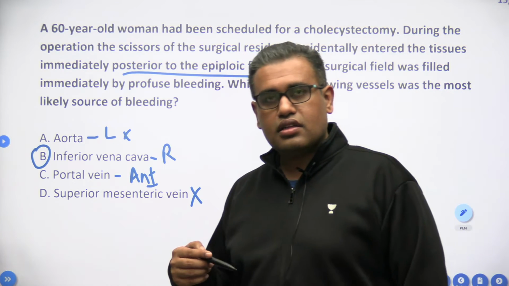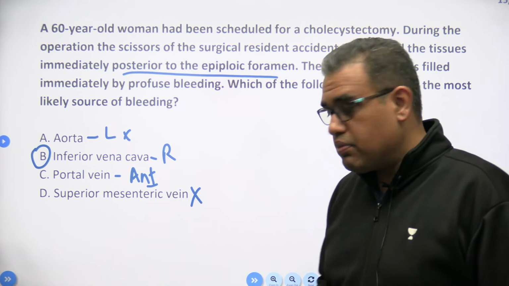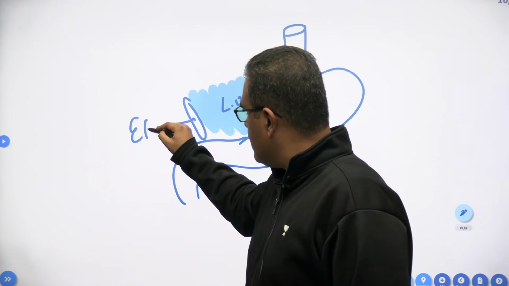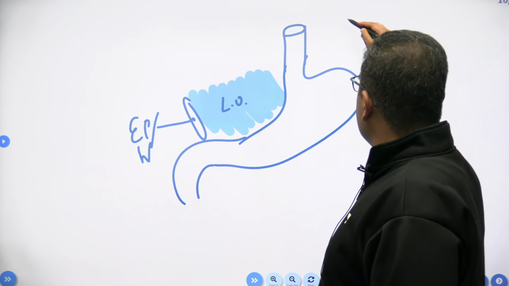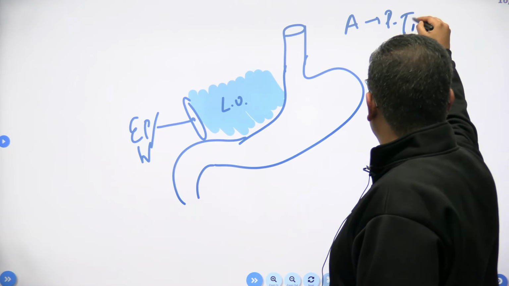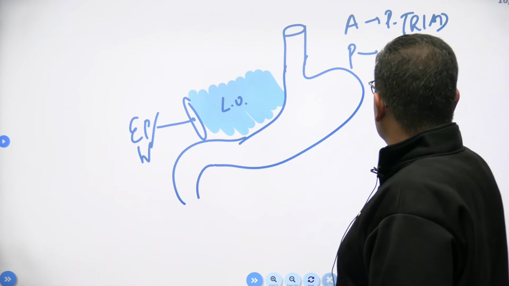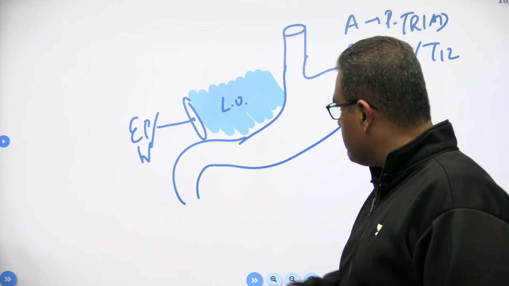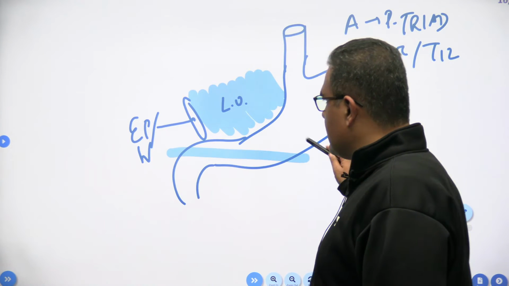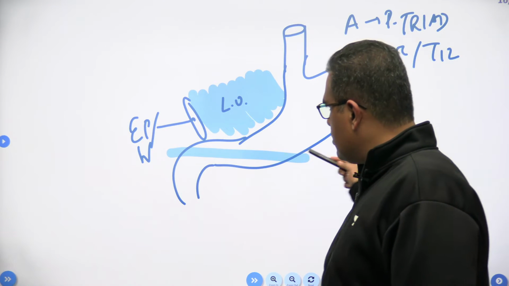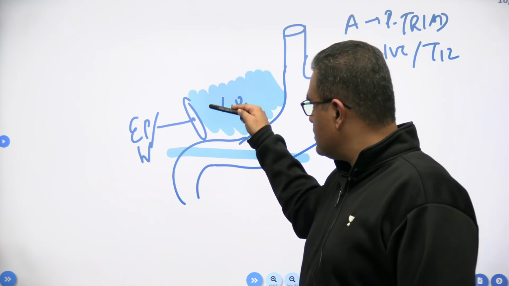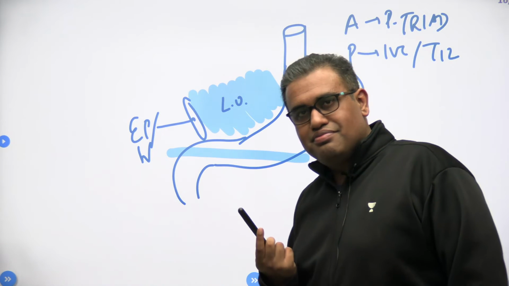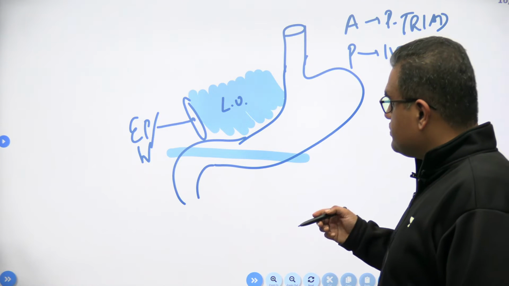So we should know the relations of the epiploic foramen. Let me just highlight a few relations over here. This is the epiploic foramen, EP, or foramen of Winslow. Anteriorly, what lies is the portal triad. Anterior relation is portal triad. Posterior relation, we have seen, is IVC and T12 vertebra. Why T12, sir? How to remember all of that? See, transpyloric plane is L1. So what is epiploic? Just above the transpyloric. So L1, what is above L1? T12. Right? So anterior, posterior.